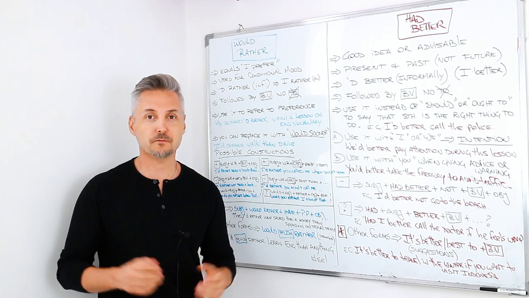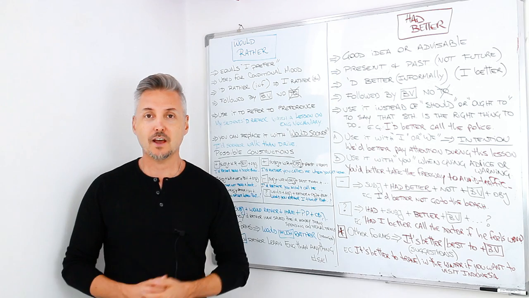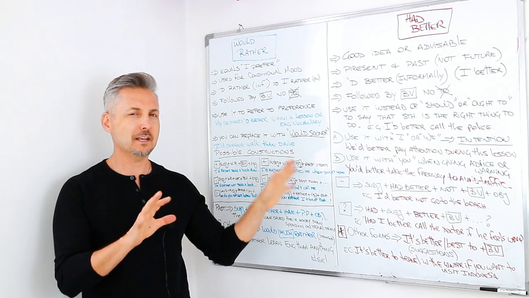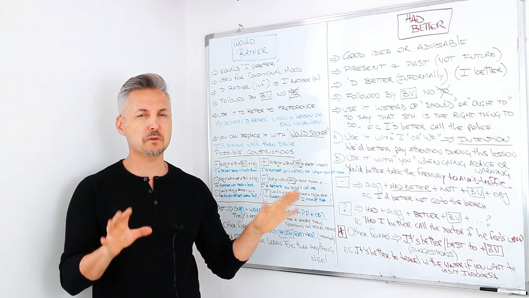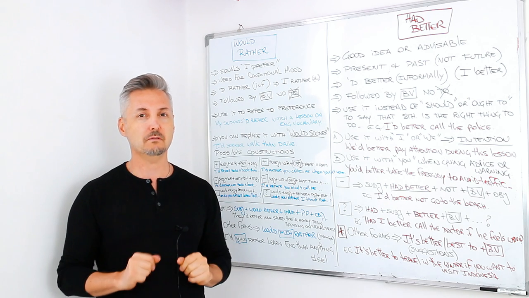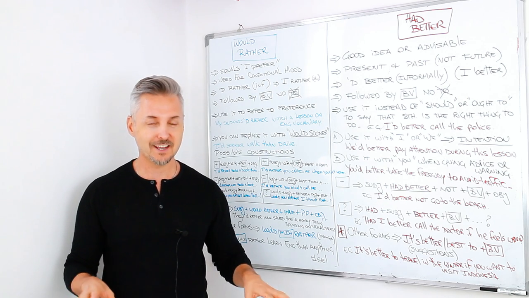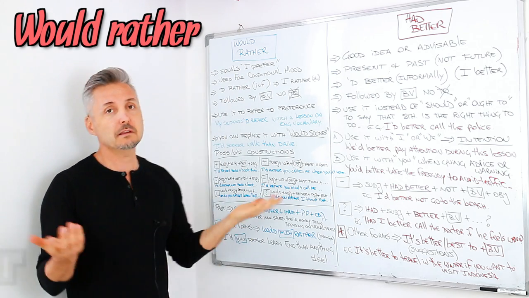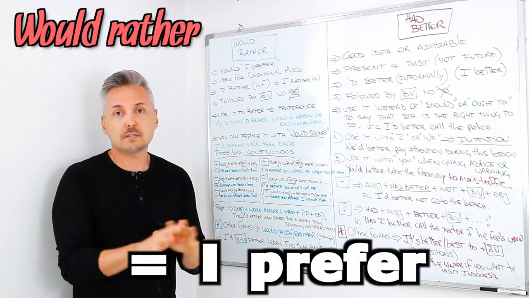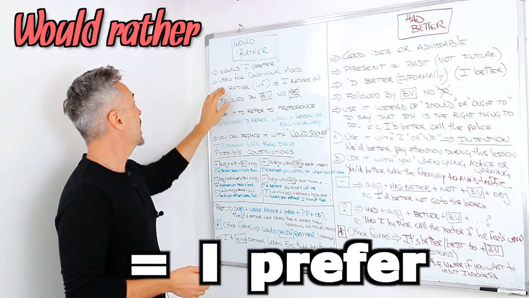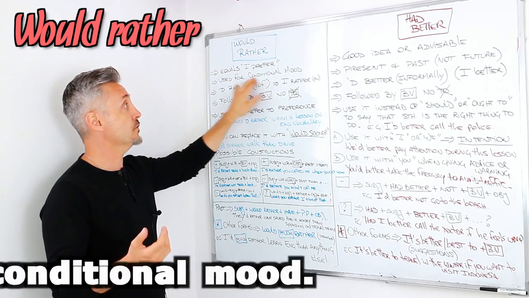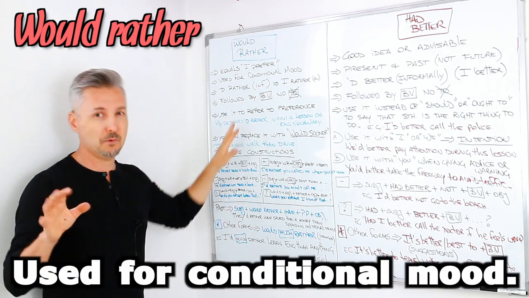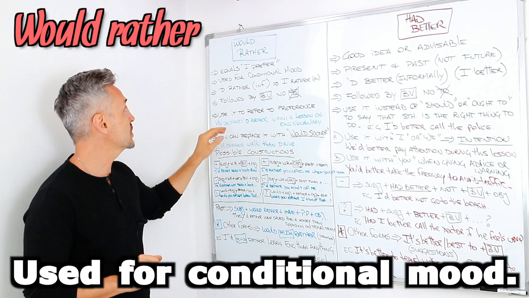That's right, would rather and had better. Okay, this seems a little bit complicated, but when I explain it to you, you'll understand, I'm sure. So let's take a look at would rather. It equals I prefer, that's all. And it is used for the conditional mood. I will get to that in just one second.